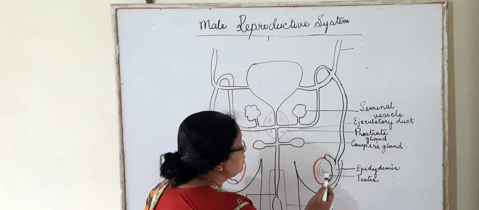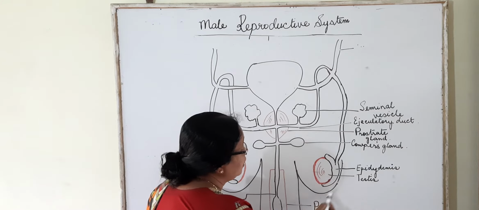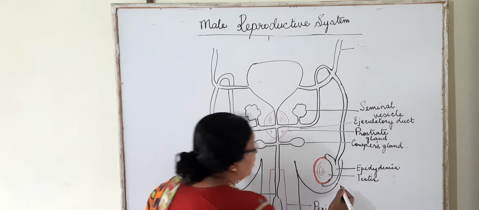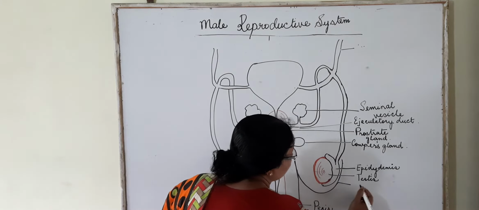Today we are going to learn about the male reproductive system, the different parts of the male reproductive system. To start with, let us see the structure of the testes, which we have already learned. The testes are placed in a bag-like or pouch-like structure known as the scrotum. The testis is the primary sex organ.